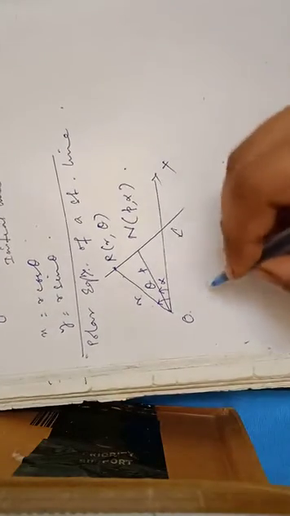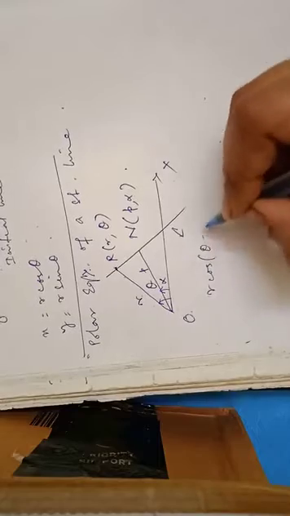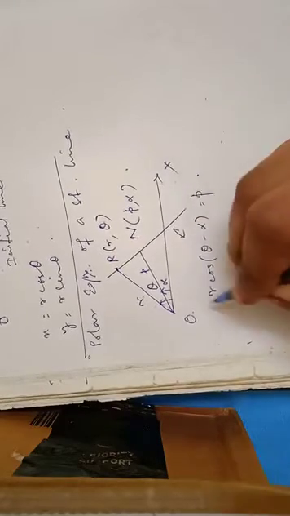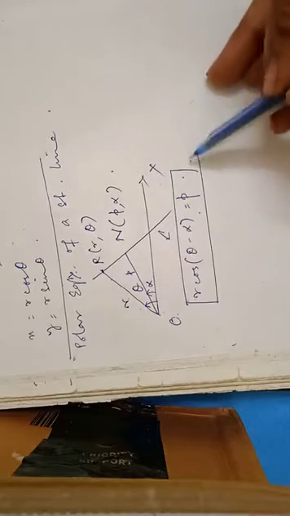Then the equation of that straight line will be r cos(theta minus alpha) equals p. This is the standard equation of a straight line using polar coordinate system. r cos(theta minus alpha) equals p.